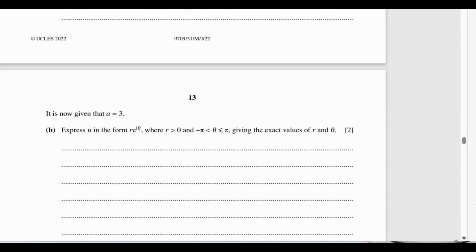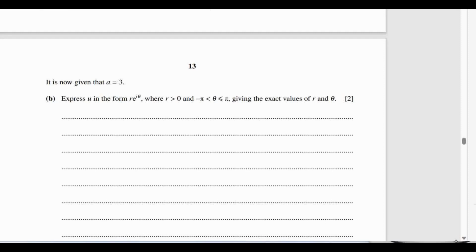Question next part. It is now given that a is equals to 3. Express u in the form r e power i theta, where r is greater than 0 and minus pi is less than theta.